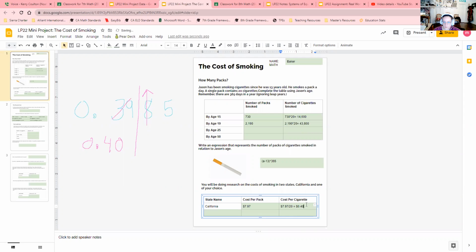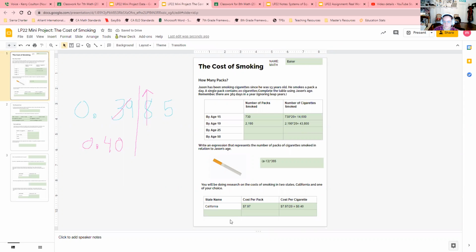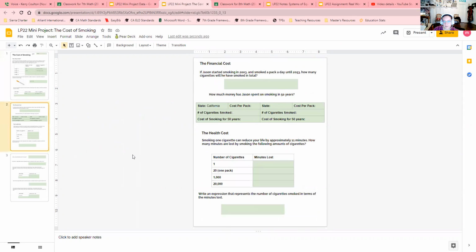costs 40 cents. So you're going to pick another state, grab the cost per pack, and figure out the cost per individual cigarette, and that will clear out this first page. Looking at the second page is where we're going to start looking at the financial costs, the actual money you have to spend to buy that many cigarettes, as well as the health costs of smoking.